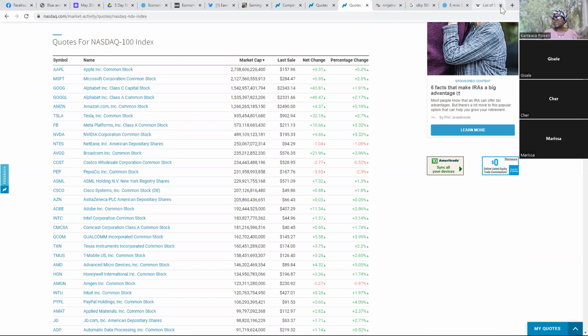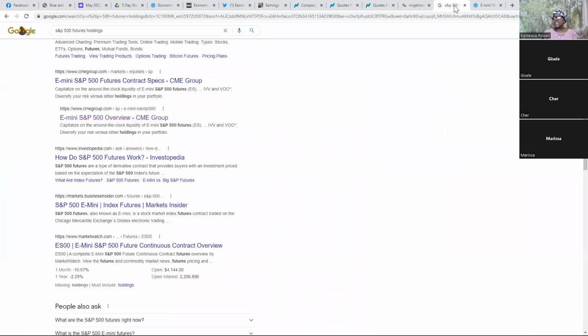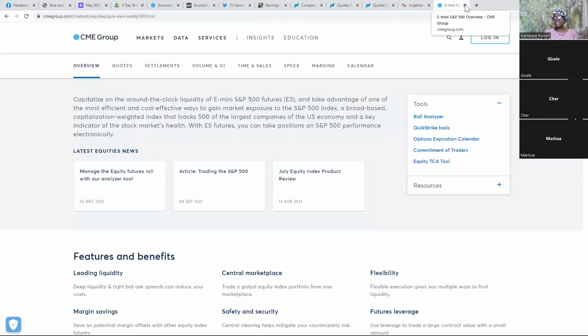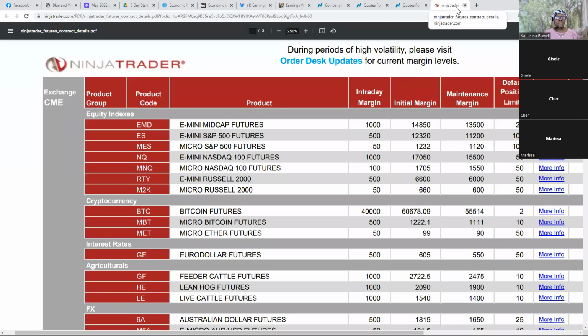So those are the ones that I stick with, but you can Google it, like stocks included in NASDAQ, stocks included in S&P, and there will be several sites which contain it. Then you'll find and go with the one that you prefer. That's it. Okay, thank you.